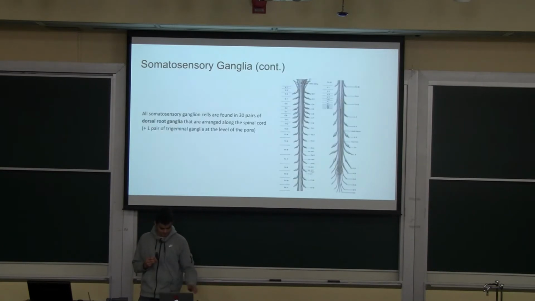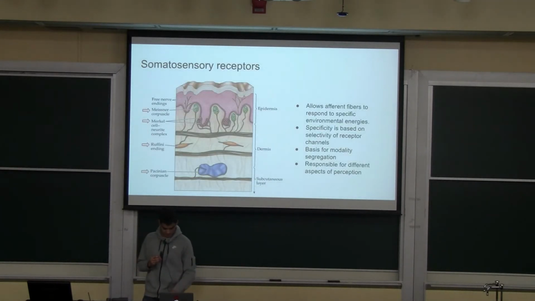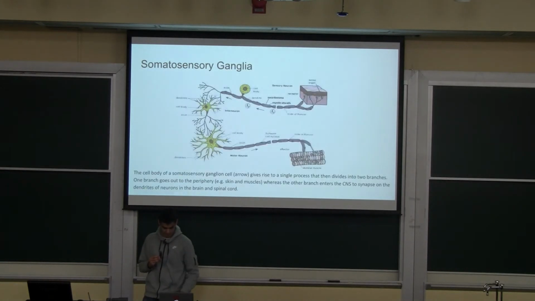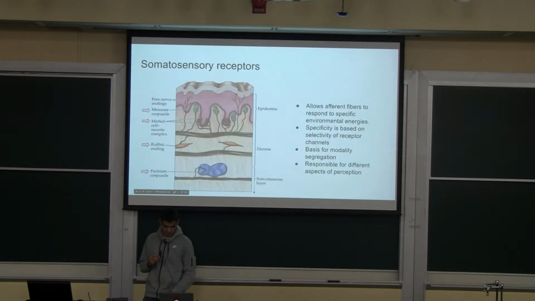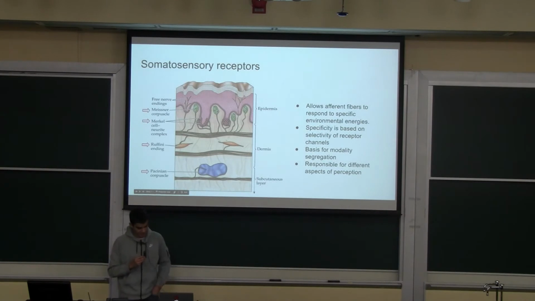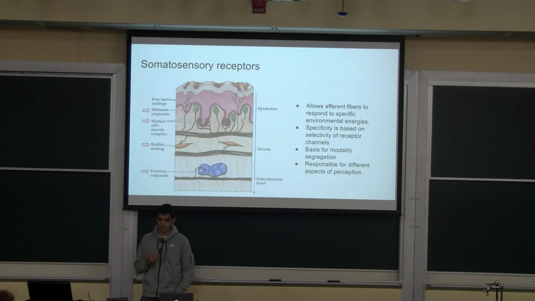Okay, where do you actually find these ganglion cells? So the cell bodies are in these pairs of dorsal root ganglia along the spinal cord. That's location-wise where they are. And then if you go back to the periphery here, what we're talking about, the somatosensory receptor part, there's these different types at different depths in the skin that we focused on. So the four we talked about are highlighted here with the arrows. So we have Meissner, Merkel, Ruffini, and Pacinian.